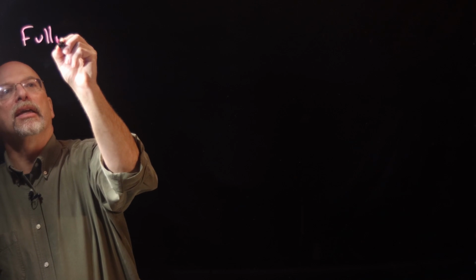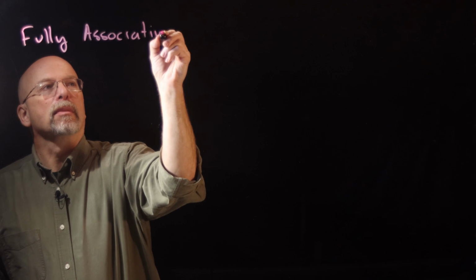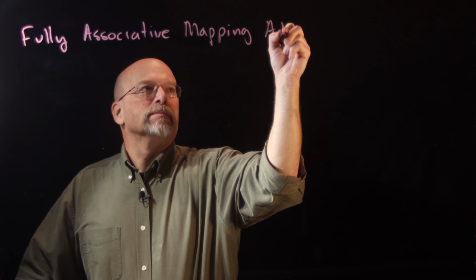But fully associative is, in my opinion, the easiest to understand. So we're going to start with the mapping algorithm called fully associative. So, fully associative mapping algorithm.